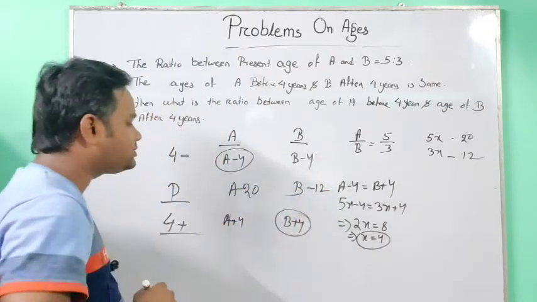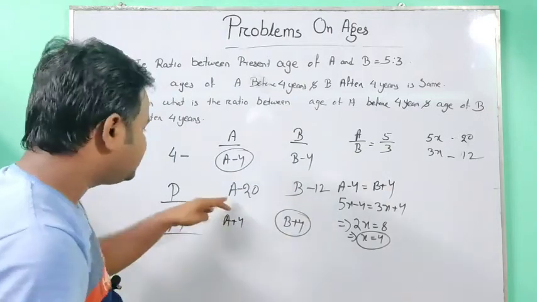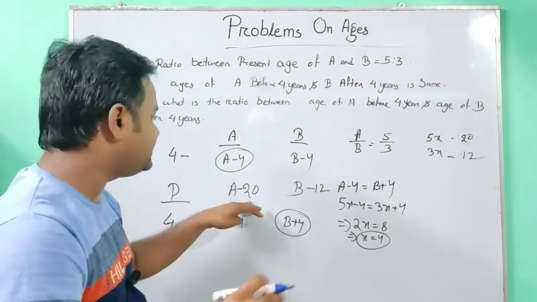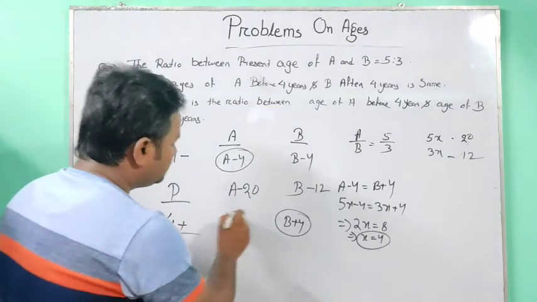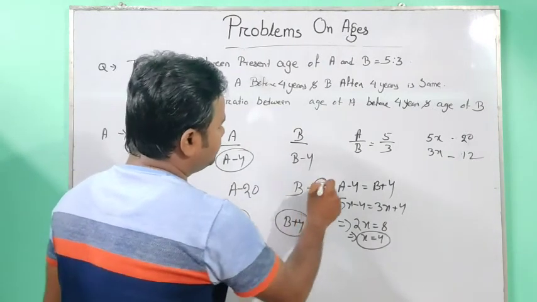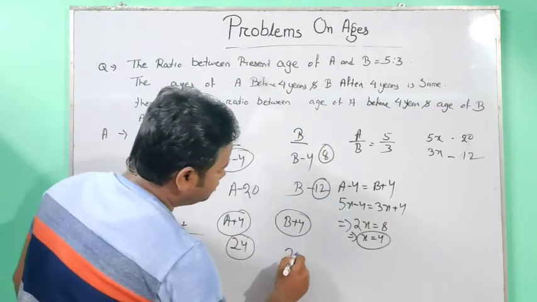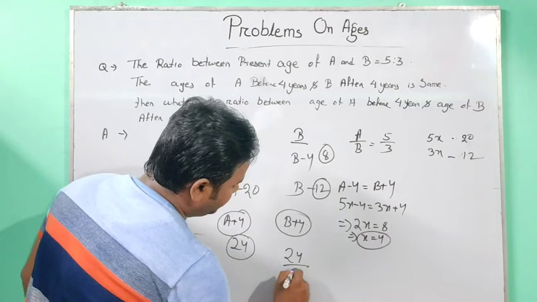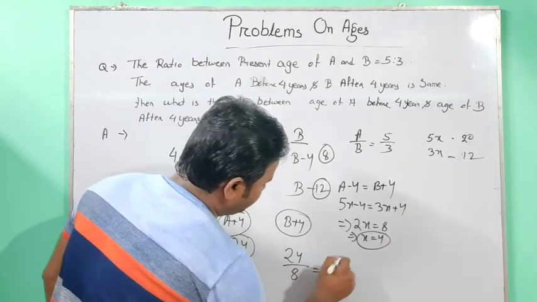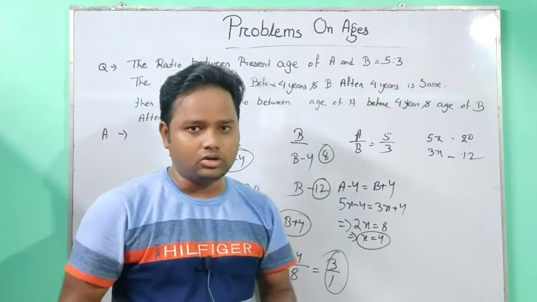The question asks for the ratio between A after 4 years and B before 4 years. Since the present age of A is 20, after 4 years the age will be 24. The age of B is 12, so before 4 years the age will be 8. So the ratio between the two is 24 divided by 8, which is equal to 3/1. Let's go to the next question.